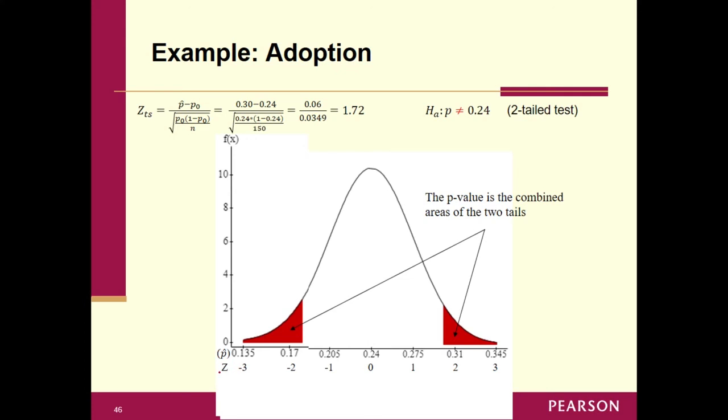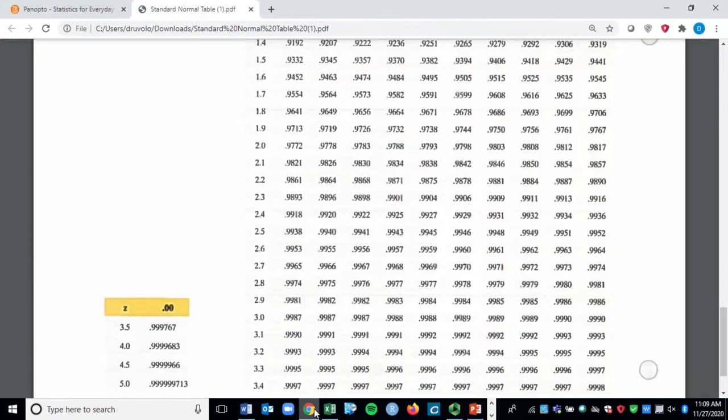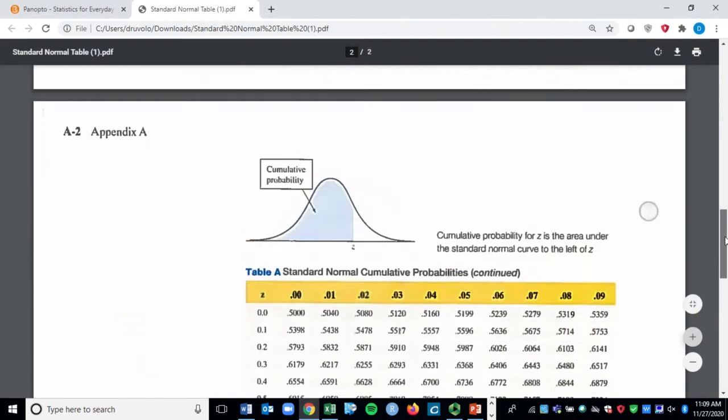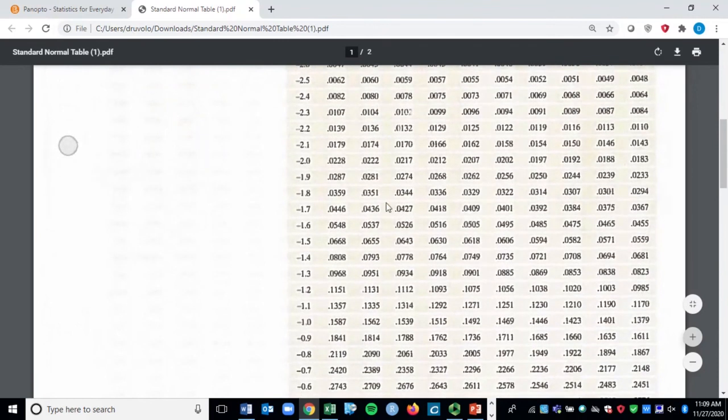And we got our z-axis down here, okay? And so let's see here, a negative 1.72. We got to look that one up. All right, let's go ahead and look that up. Negative 1.72. I got here 0.0427.